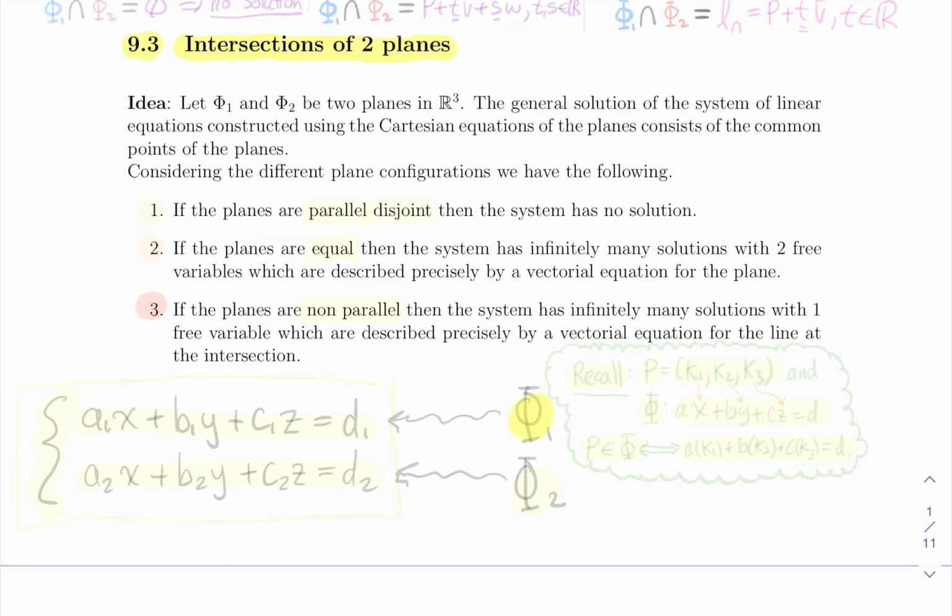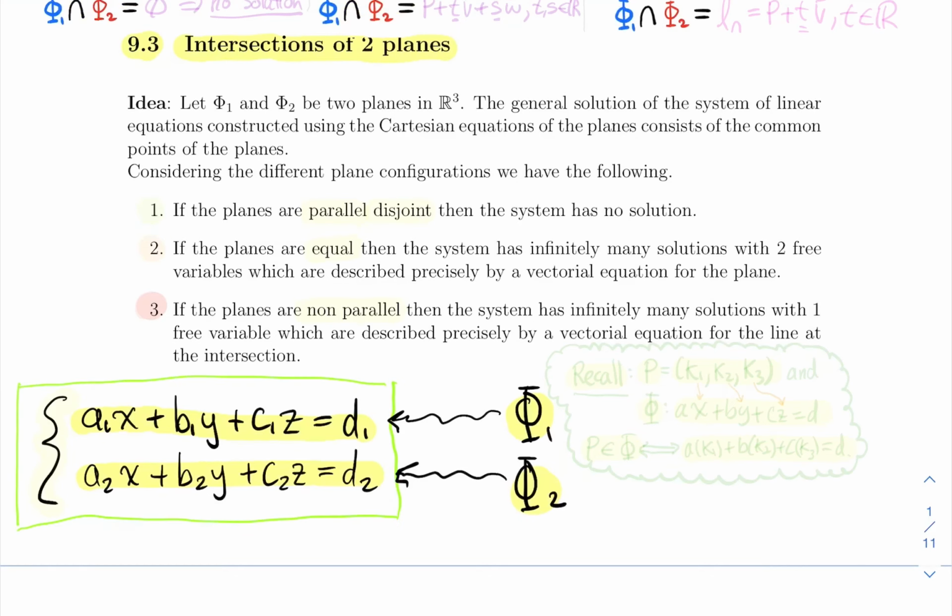If your first plane is called phi1 and your second plane is called phi2, suppose a Cartesian equation of phi1 is a1x plus b1y plus c1z is equal to d1, and that your second plane is given by a2x plus b2y plus c2z is equal to d2. There's three possible ways that these two planes can be configured in space.